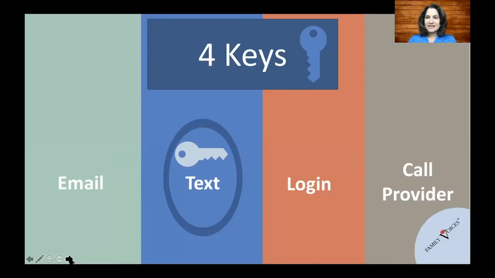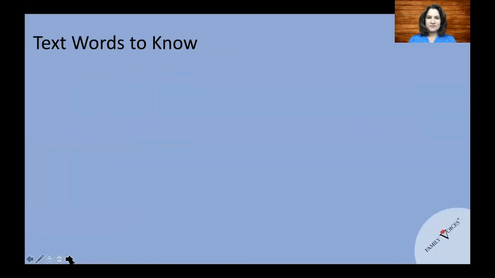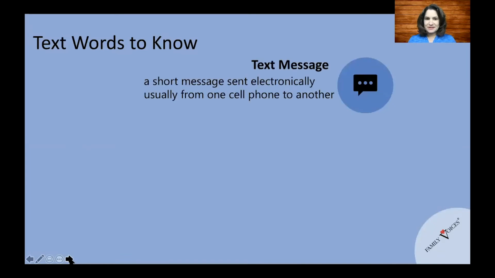Let's go to the second key. The second key is text or text messaging. And there's some words we need to know for text messaging. What is a text message? Text message is just a short message sent electronically, usually from one cell phone or mobile phone to another.